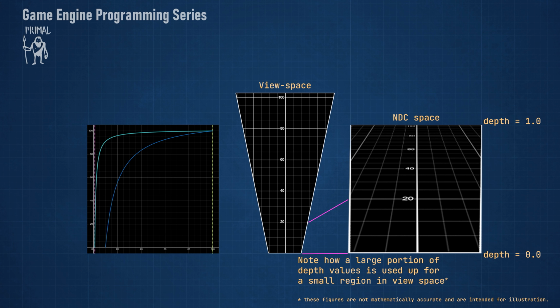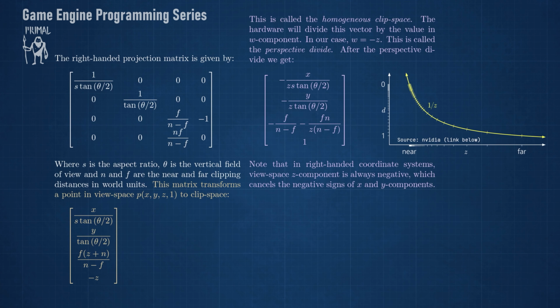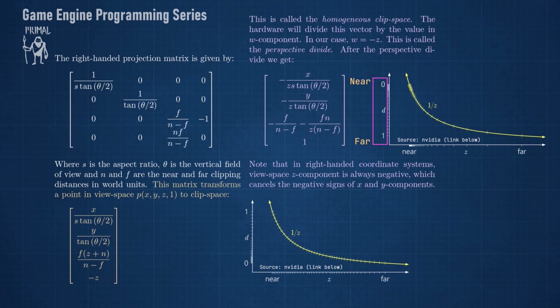Fortunately, there is one easy-to-implement trick that considerably improves depth precision, which is done by simply reversing the depth range in NDC space. So, by default, the depth value ranges from 0 for near objects to 1 for far objects. If we instead use 1 for near objects and 0 for far objects, the nonlinear distribution of points in 1 over z will be cancelled by increasing precision of depth values when approaching 0.